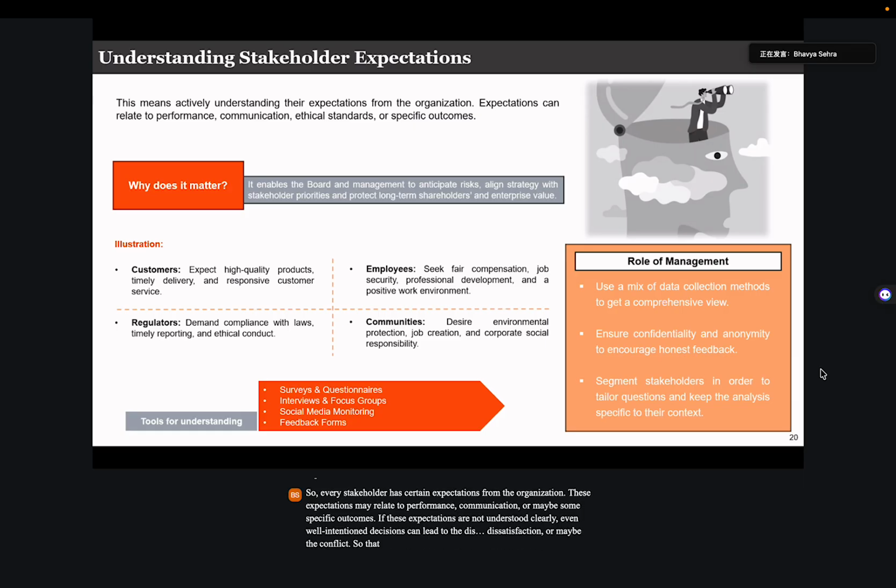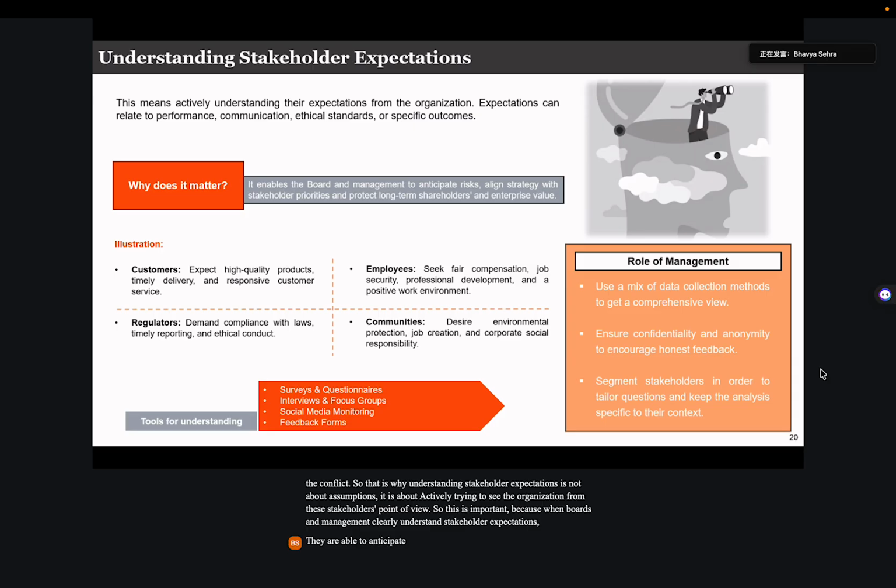So that is why understanding stakeholder expectations is not about assumptions. It is about actively trying to see the organization from the stakeholders' point of view. This is important because when boards and management clearly understand stakeholder expectations, they are able to anticipate risk much earlier.